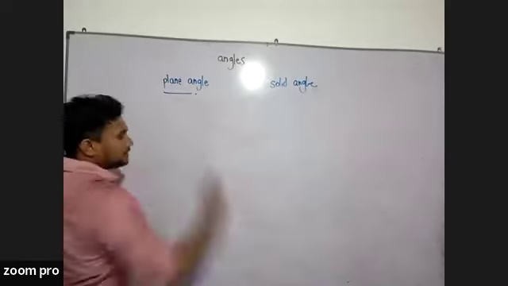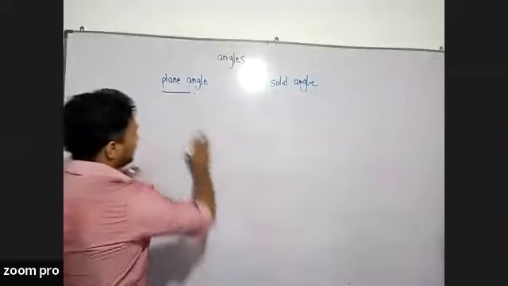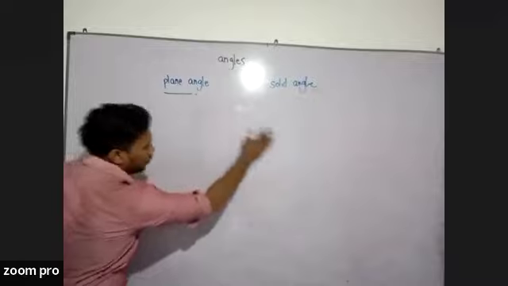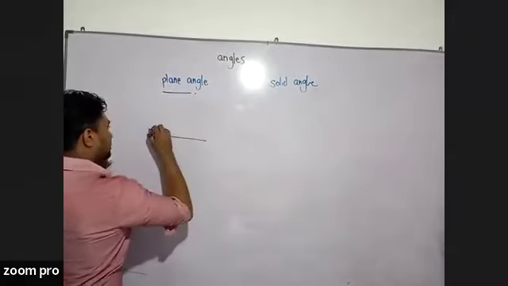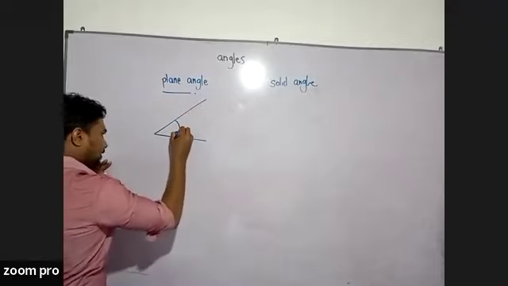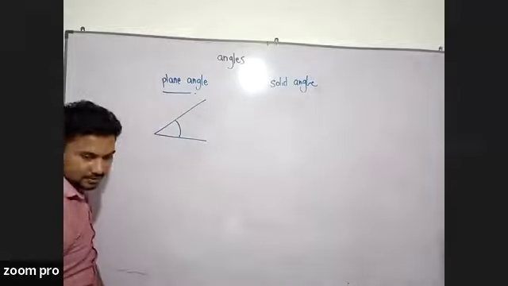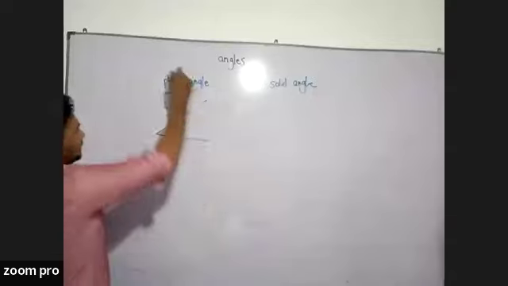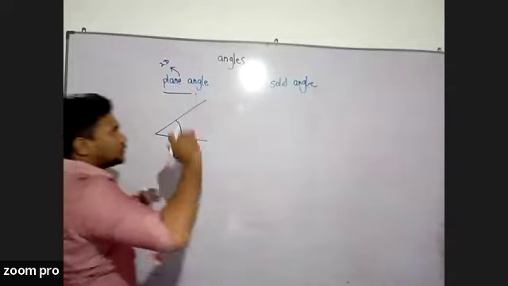Guys, a plane angle means the angle which is subtended in a 2D plane. That means let's take this board as a single plane, right? So if I draw an angle like this, this angle can be considered as a plane angle. That's the meaning of plane angles, right? So plane angles mean 2D angles, right?